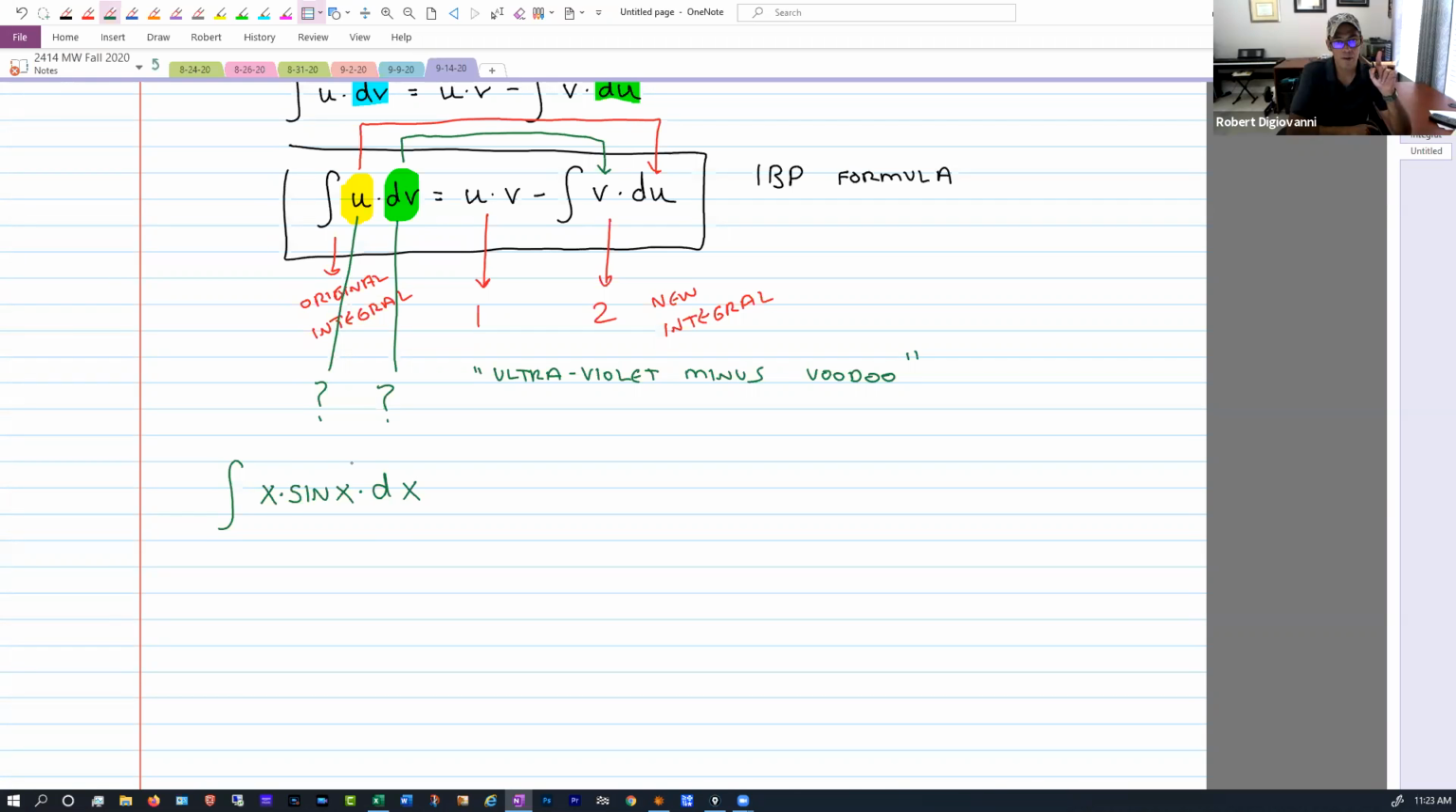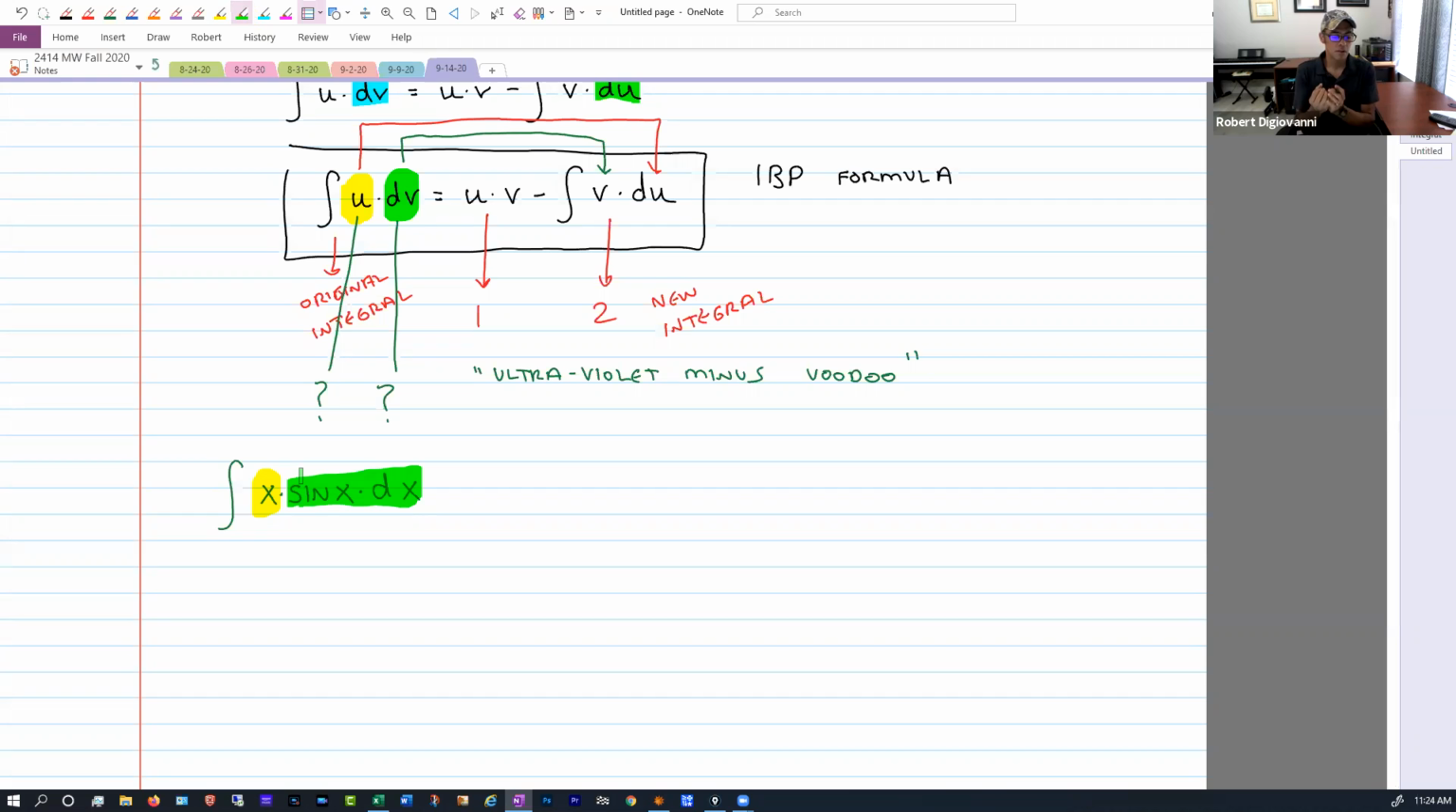Right? So Stephanie said, let's pick x to be our u. Well, what would that become in the new integral? 1. And wouldn't it be great to have a 1 there instead of an x? It becomes less complicated, doesn't it? So if we choose x to be u, then that forces us to make the sine x dx, all of that together, the dv.